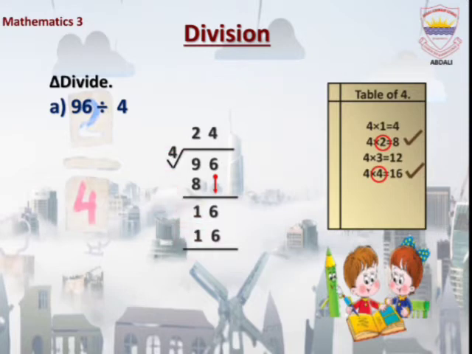Now students, when we subtract 16 from 16, we get our remainder 0. Our answer is: when we divide 96, the dividend, by 4, the divisor, we get 24 as quotient and the remainder is 0.